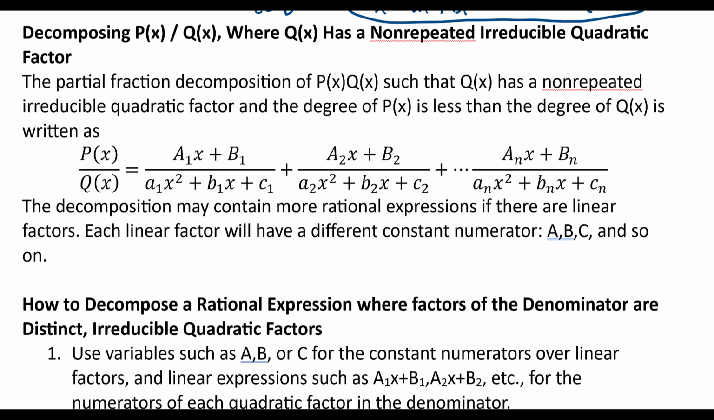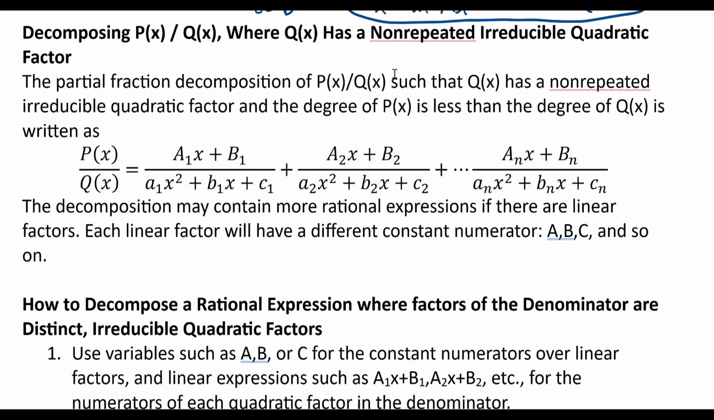Okay, let's look at this next level of complexity, decomposing p of x over q of x, where q of x has a non-repeated irreducible quadratic factor. So it means that it's a prime quadratic. So the partial fraction decomposition of p of x over q of x, such that q of x has a non-repeated irreducible quadratic factor and the degree of p of x is less than the degree of q of x is written as.